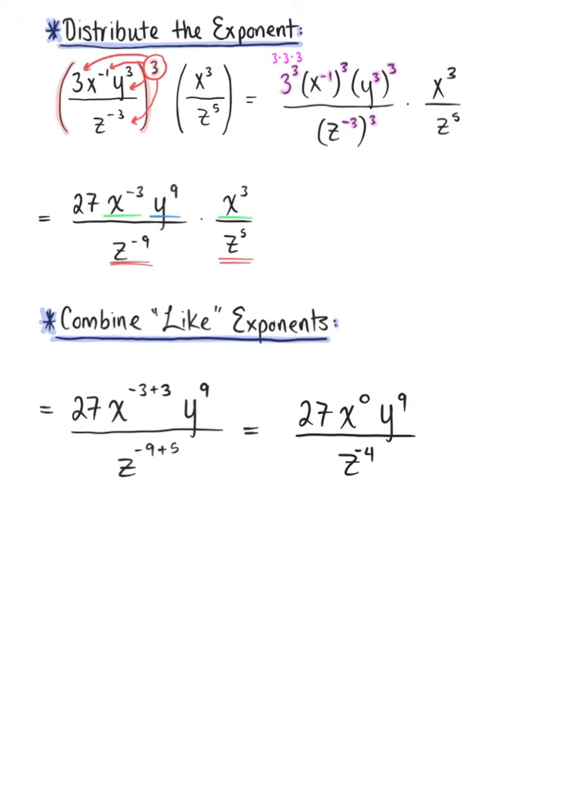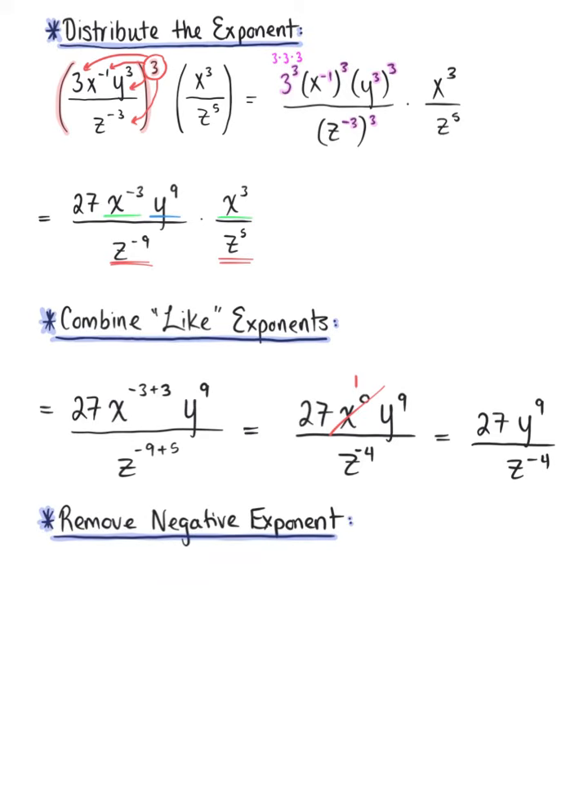So let's observe here. We have x to the 0 power. We know that anything raised to the 0 power goes to 1. So we can take this one step further and rewrite this as 27 multiplied by y to the 9th power divided by z to the negative 4. And last but not least, we want to remove the negative exponent. So we can do this by rewriting this expression as 27 times y to the 9th power multiplied by z to the 4th power. And that's it. This is our beautiful final answer.